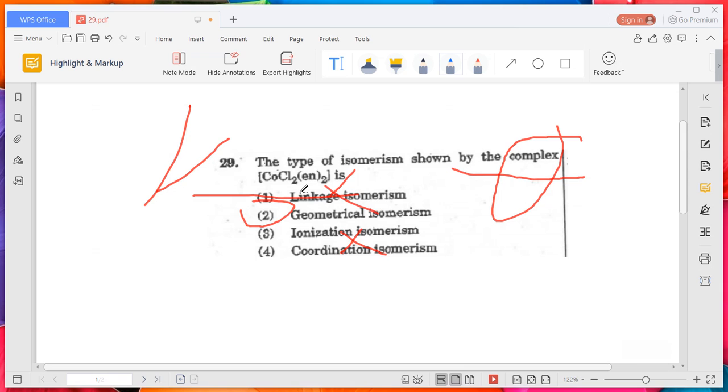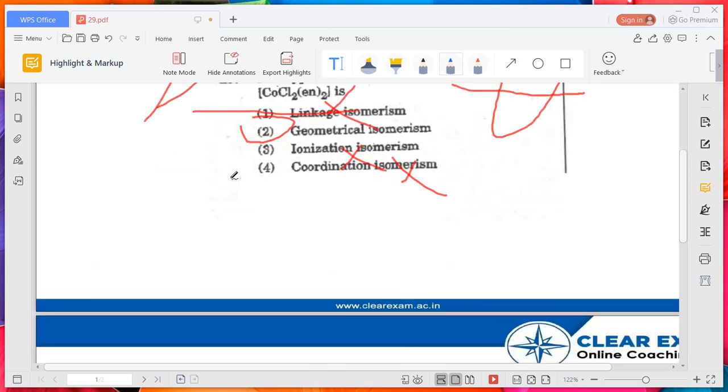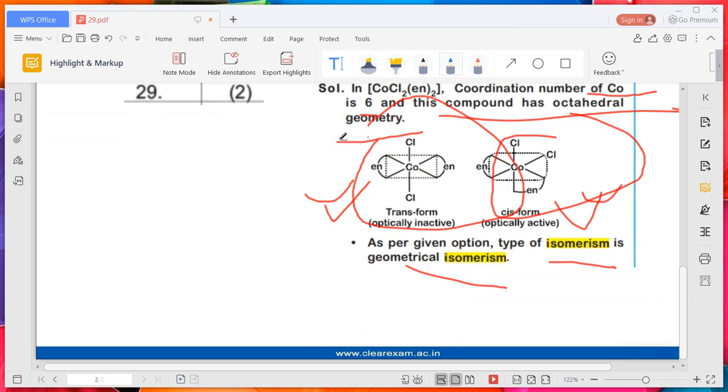Otherwise, linkage, ionization and coordination isomerism are not possible, because they're forming a structure as you can see here. These are the lone pairs.